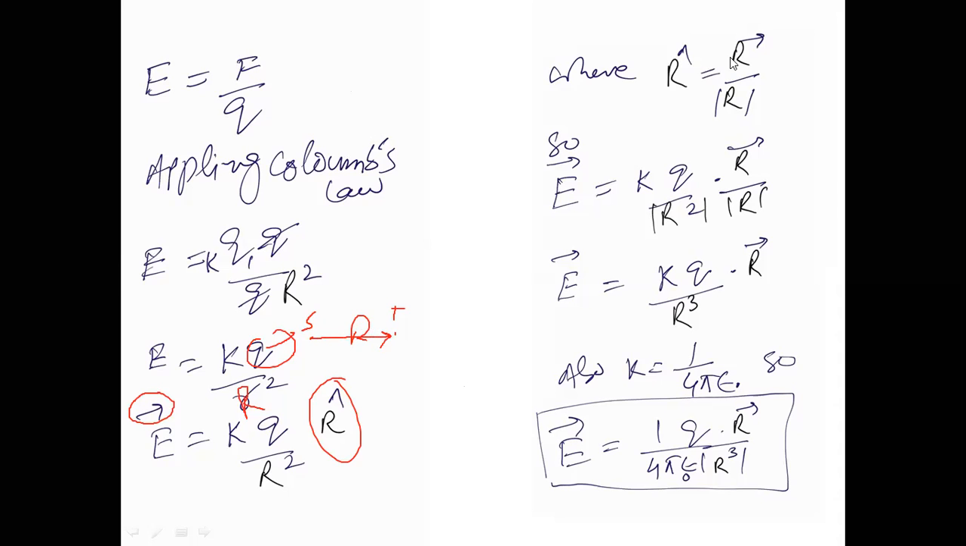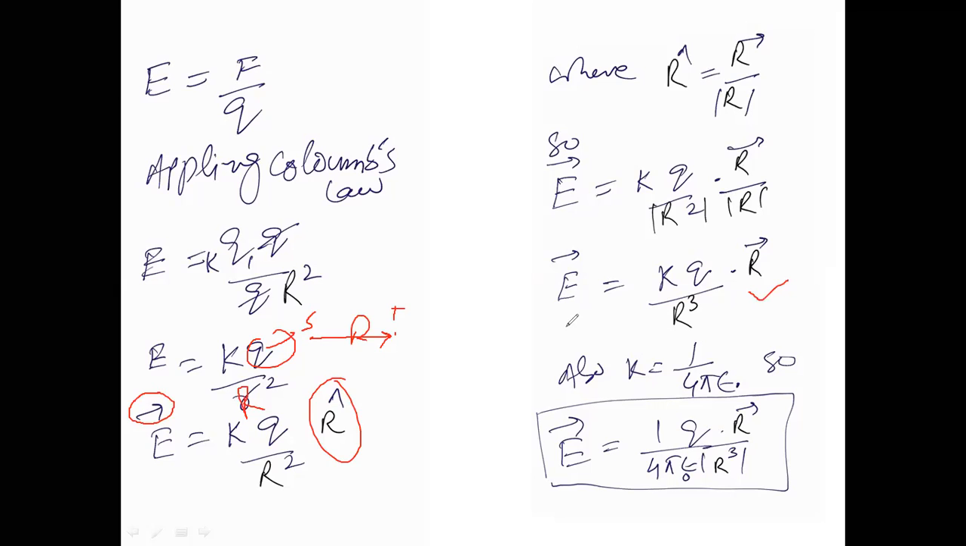As we know, the R unit vector is equal to R vector over R magnitude. So replacing this R unit vector over here, we'll have E is equal to k q over R square and R vector over R absolute. The bases are the same, so their powers will be added. So we will have k q R vector over R cube.